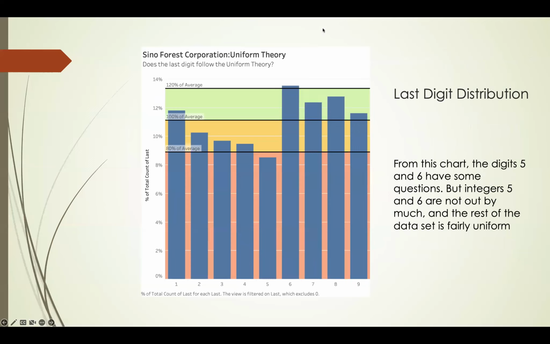And this chart is Signal Forest Corporation's last digit distribution. From this chart, the digits 5 and 6 raise some questions, but integers 5 and 6 are not out by much. The rest of the data set is fairly uniform.